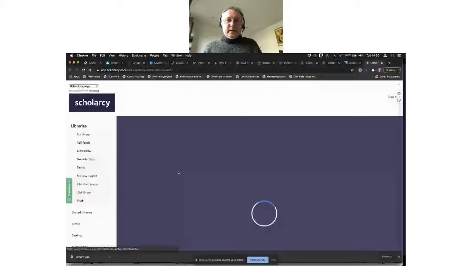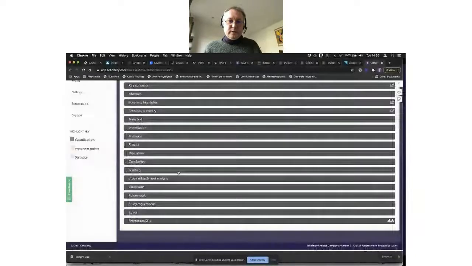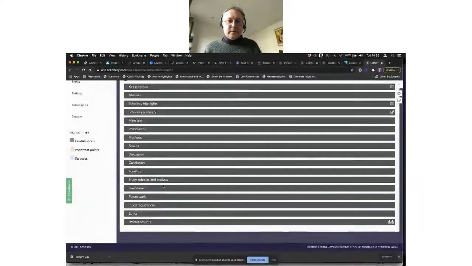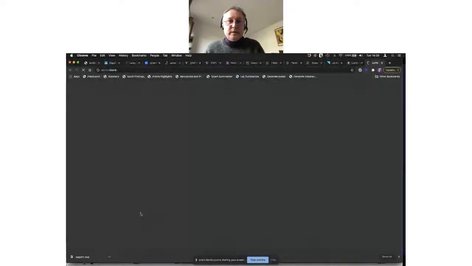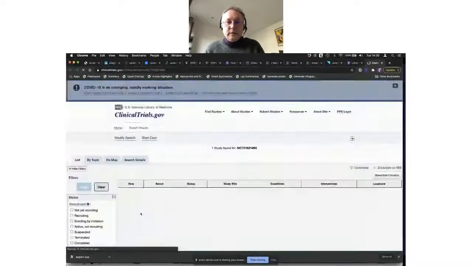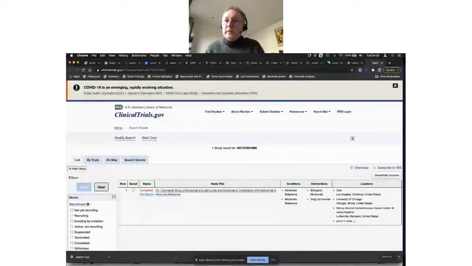So let's just switch back to that window. So this is what Scholarcy does. It curates our papers and it summarizes them into these flashcards. So I can jump straight to the study subjects, study limitations, future work, study registration. So for example, if this study was already registered, I can go and see that on clinicaltrials.gov. So it generates all these links for us.